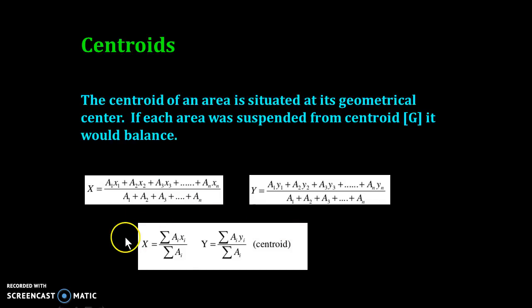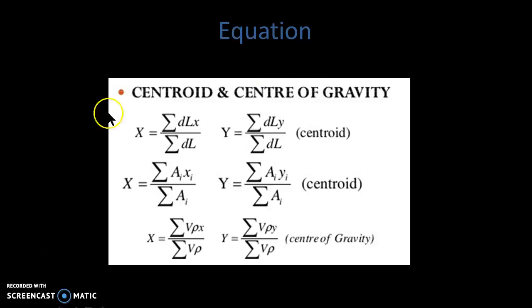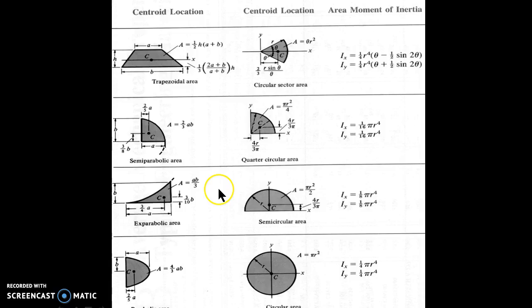This is the final formula with respect to given axis: summation of AiXi divided by summation of area, summation of AiYi divided by summation of area, where x is the distance from the y-axis and y is the distance from the x-axis. This is the final equation to find out centroid and center of gravity for a wire element, for any composite area, for volume.